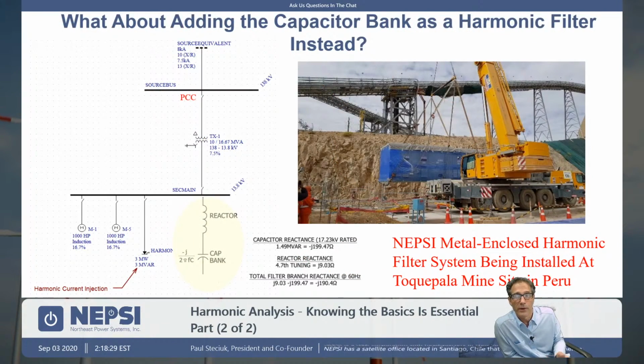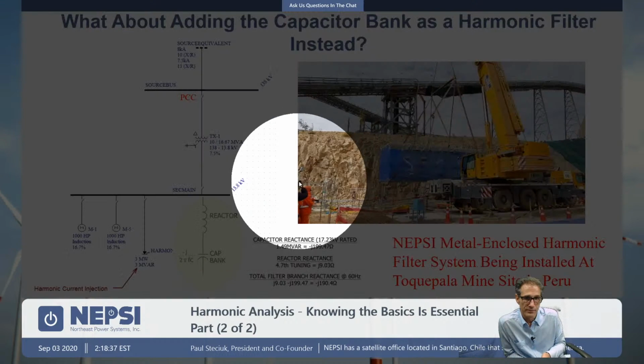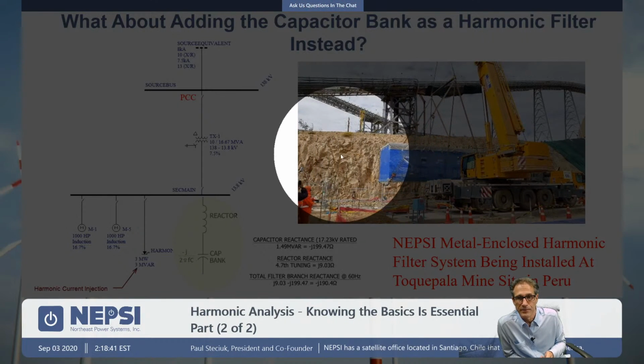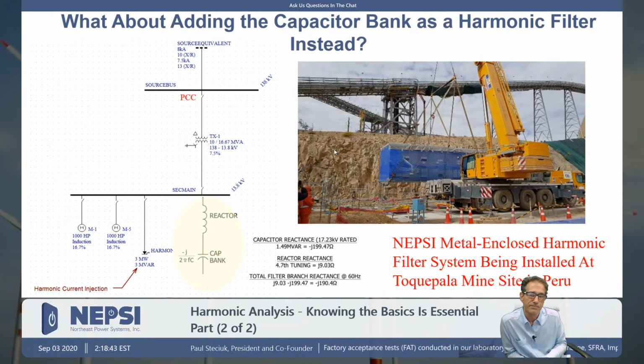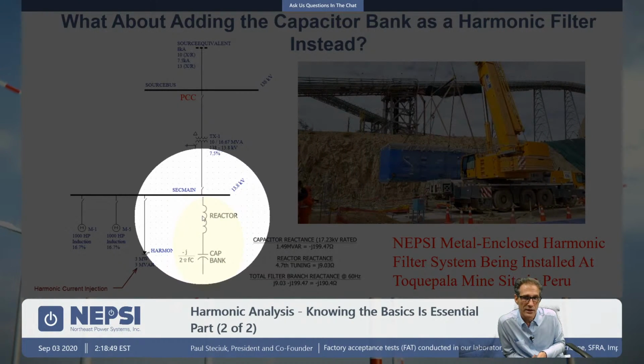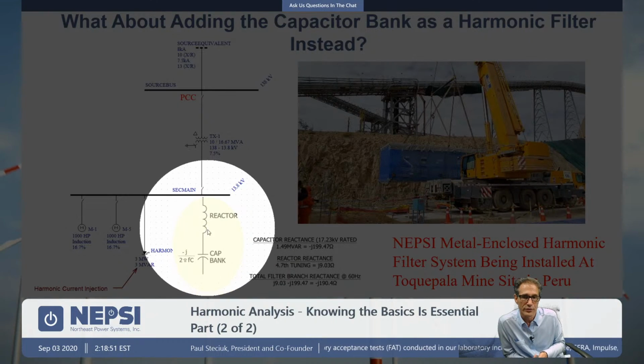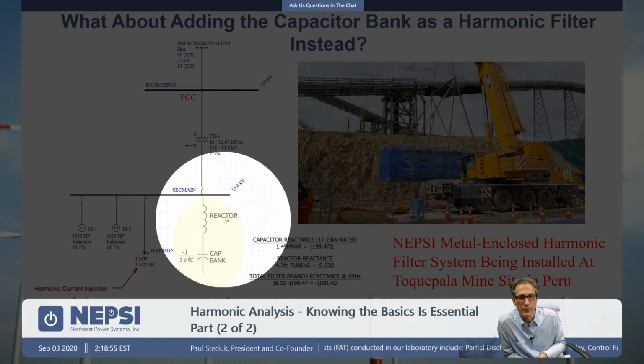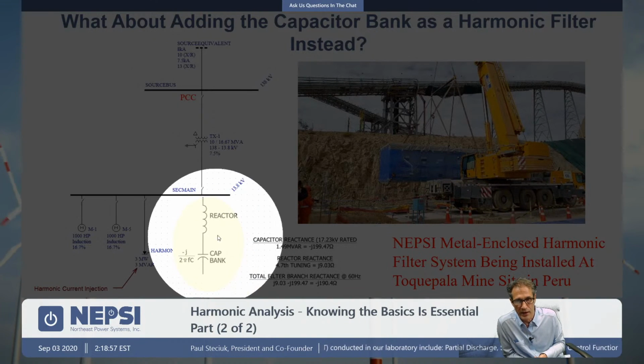So what about adding capacitors as harmonic filters? And this is where we left off last week, so we will slow it down from here. Here we're showing the installation of one of our harmonic filter systems. And when you think about the installation of a harmonic filter, or what is a harmonic filter, basically what we did is we added a shunt reactor to the capacitor bank. Same capacitor bank as before, but we added a shunt reactor up front.